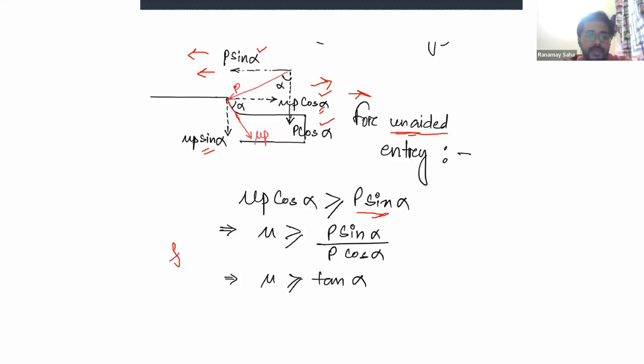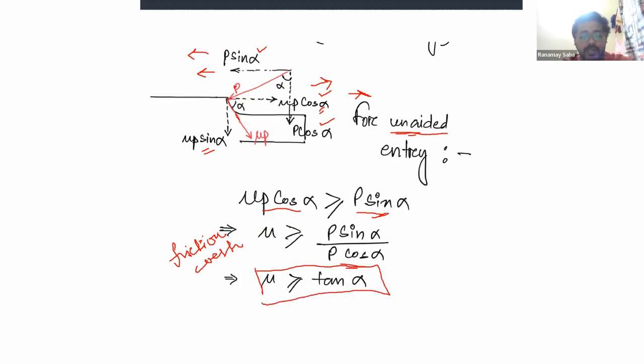So your mu, the friction coefficient, should be greater than, taking the left hand side component P cos alpha to the RHS, mu greater than or equal to tan alpha. That is the initial criterion during your rolling process for unaided entry.